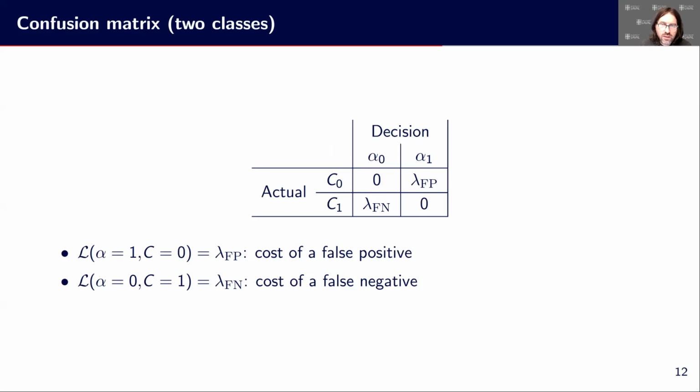In the other cases, let's say that we are making decision positive, alpha 1, while the real thing was negative, C0. Then we have the lambda of false positive. This is the cost of making a false positive decision. Conversely, we have the case that we are making decision 0 while it is 1. So this is the cost of a false negative. Basically, these are equivalent in basic cases, but for more fancy cases, we can use different values for lambda fp and lambda fn.